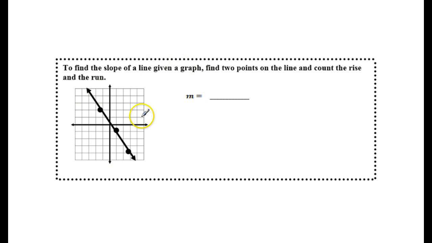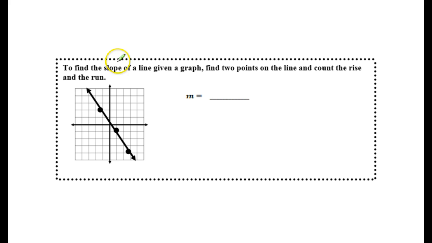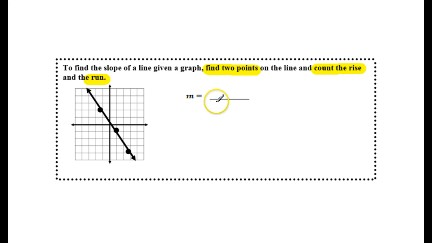The first way is finding the slope given a graph of a line. Here the line's already graphed. If you want to find the slope here, you need to find 2 points. That's the key. You're taking 2 points and you are counting the rise and the run. So the formula: M, remember M is your slope, equals the rise over the run. It's in the form of a fraction.